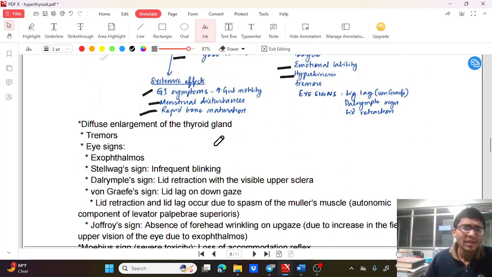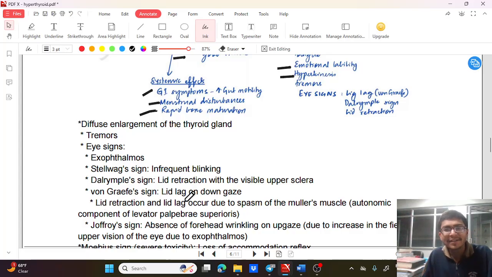So these will be the features of the eye disease, along with some others which we'll be seeing now. As we have seen, there will be diffuse enlargement of the thyroid, tremors, eye signs. So what are the eye signs? These are exophthalmos, Stellwag sign, that is infrequent blinking. Exophthalmos is protrusion of the eyeball. Dalrymple sign, where there will be lid retraction with visible upper sclera. Von Graefe sign, where there will be lid lag on down gaze when the patient tries to look down.